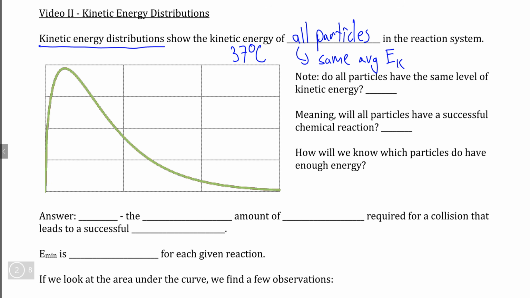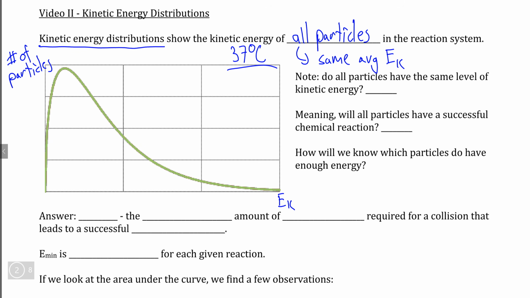So again, we're just going to assume that the temperature of this reaction system is 37 degrees Celsius, and that even though the average kinetic energy corresponds to 37 degrees Celsius, we can see using this distribution that not every particle has this exact temperature. So the variables that we put on the y-axis and x-axis of a kinetic energy distribution are, on the y-axis, the number of particles, and on the x-axis, kinetic energy.